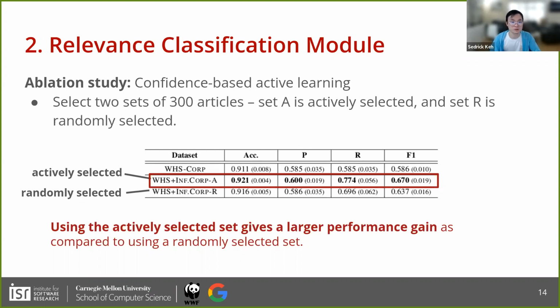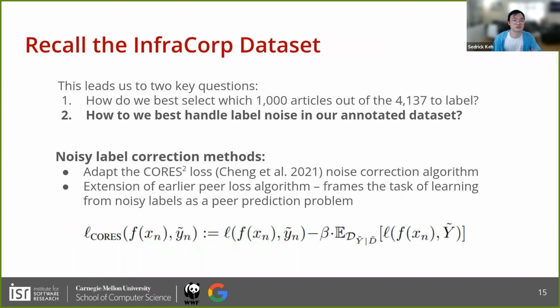learn better. For the second question of handling label noise, our solution was to adapt the CORES squared loss from Cheng et al. This is a noise correction algorithm that's an extension of the peer loss algorithm. How it works is it frames the task of learning from noisy labels as a peer prediction problem. You can find the formula here and more descriptions in our paper.